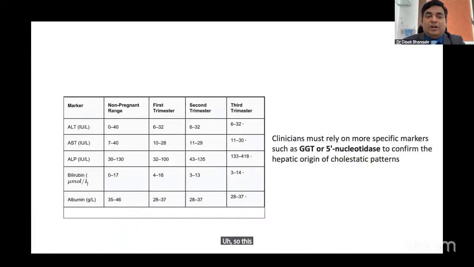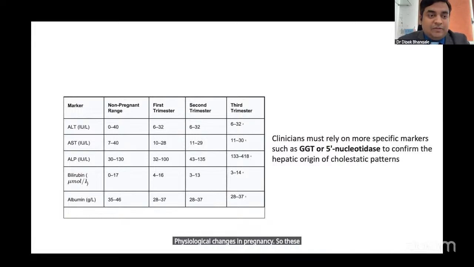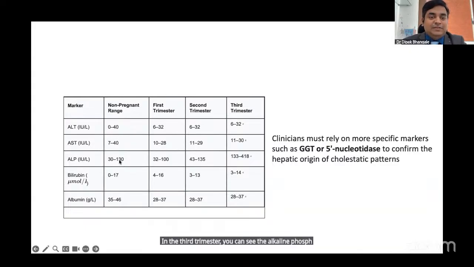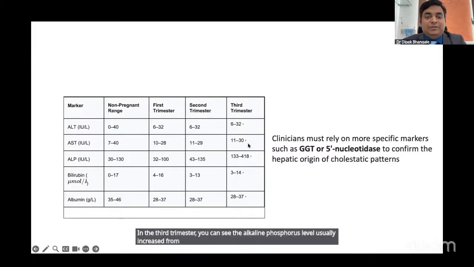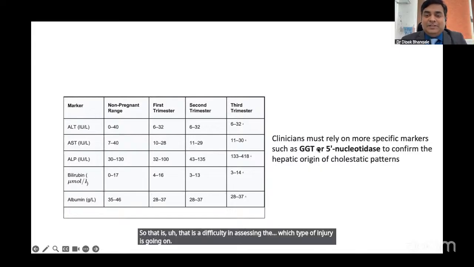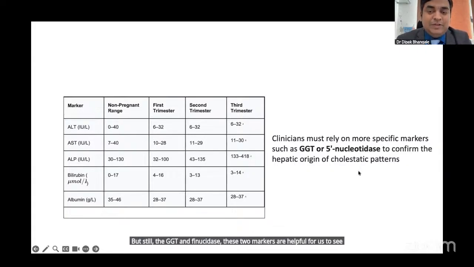Regarding the normal AST, ALT, I think in the last program you discussed all the normal physiological changes in pregnancy. So these are the normal values of AST, ALT, alkaline phosphatase, bilirubin, and albumin in pregnancy. In the third trimester, you can see the alkaline phosphatase level usually increases from a normal of 130 to a maximum of 418. So that is the difficulty in assessing which type of injury is going on, but still the GGT and 5' nucleotidase, these two markers, are helpful for us to see the origin of the liver injury.